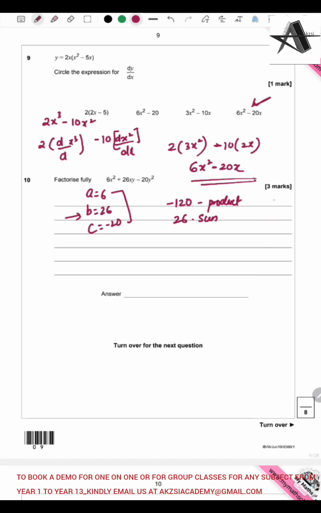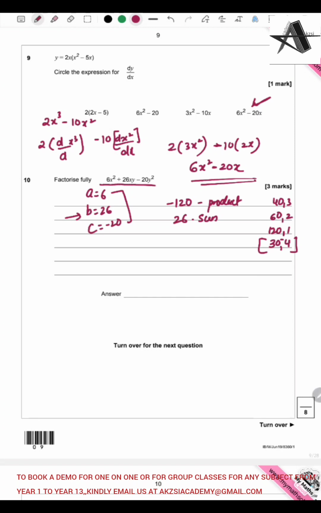That means for 120, it can be 40, 3. It can be 60, 2. It can be 120, 1. It can be 30, 4, and so on. But now I can clearly see if I pick this one, 30, -4, definitely I'll get the product as -120 as well as the sum 26.